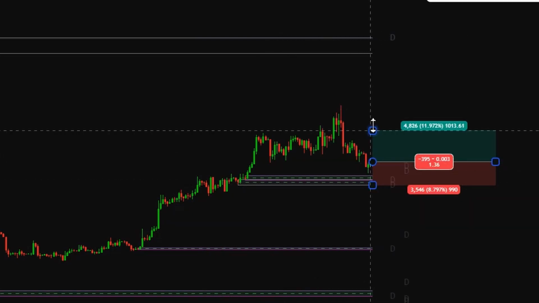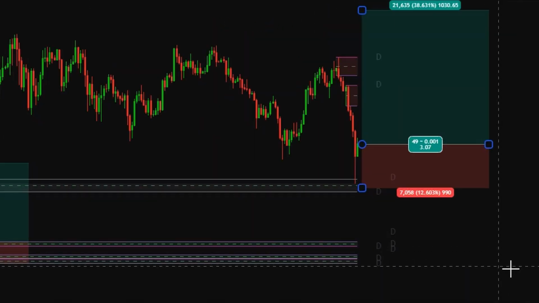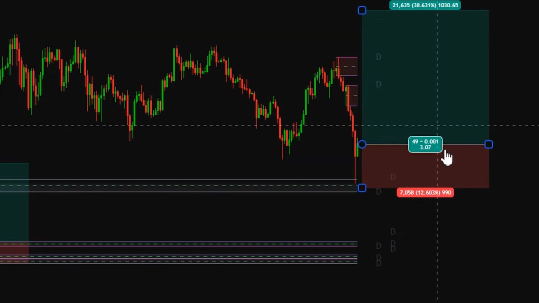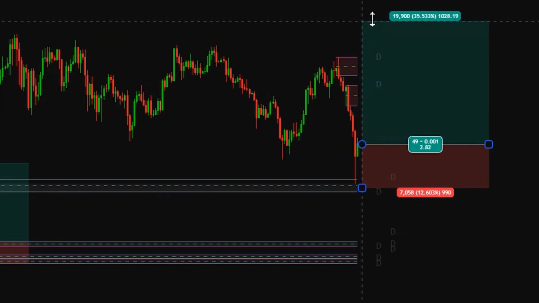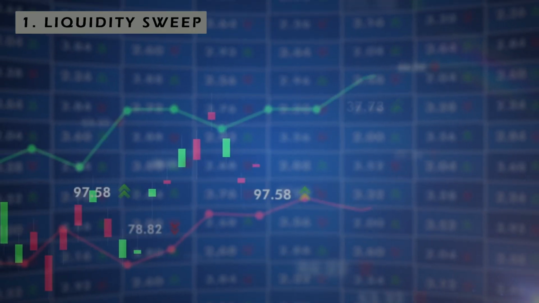Alright guys, before we jump into the full breakdown, let me make this super simple for you. We're going to strip this trading strategy down to just 3 main pieces that literally anyone can understand. Let's go. First up, liquidity sweep.